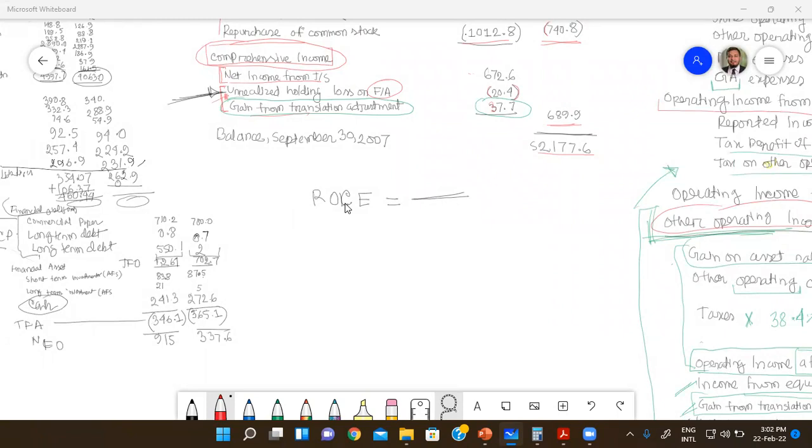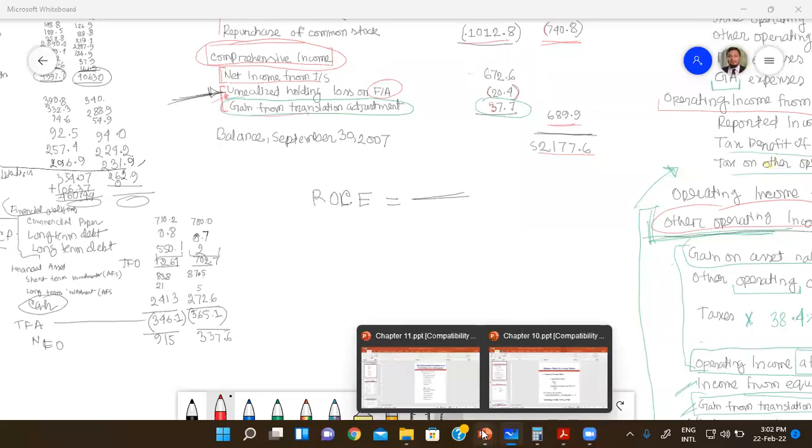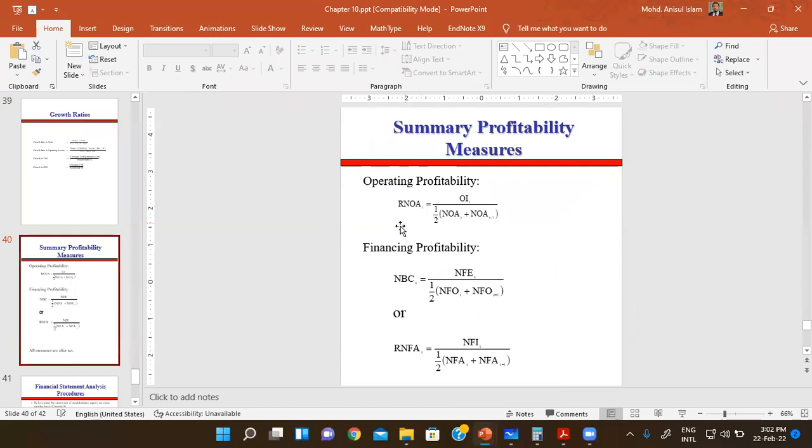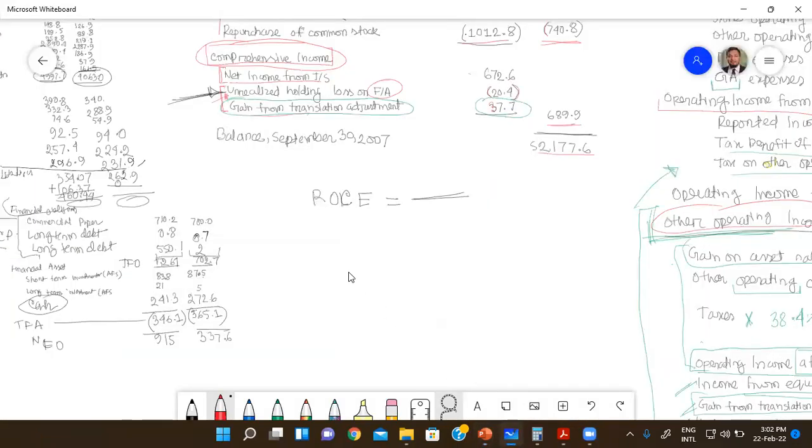We have not talked about the return on common equity in the previous discussion. Remember, we have not talked about the return on common equity in our previous discussion. We have made discussion on return on net operating asset. Now we are asking about return on common equity. What do you think? Do the common shareholders' equity deserve both operating income and the financing income, or only the operating income?